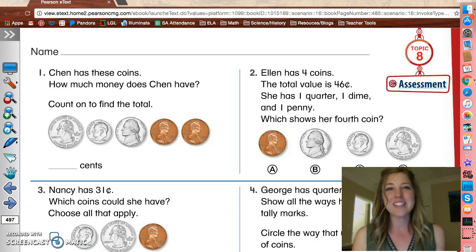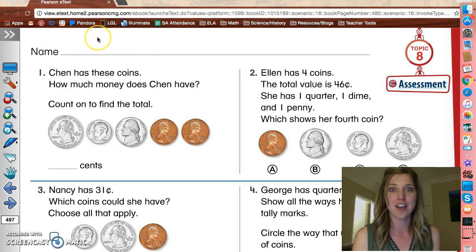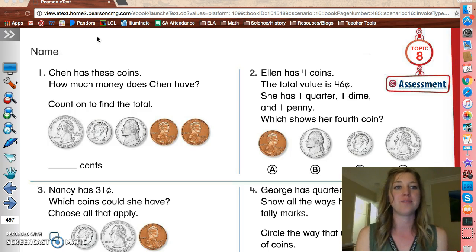Hello, my wonderful students. I probably already told you once, but just as a reminder, please make sure that your name is at the top of your paper. And this is our Chapter 8 assessment, Part 1.